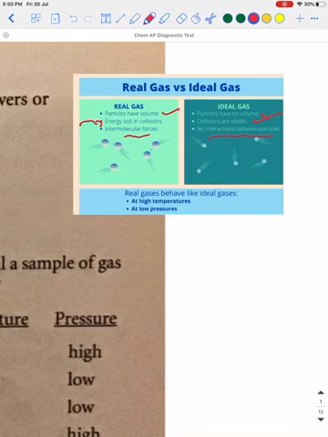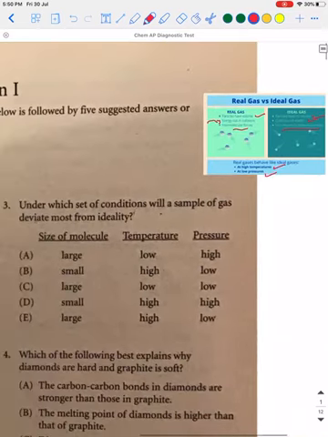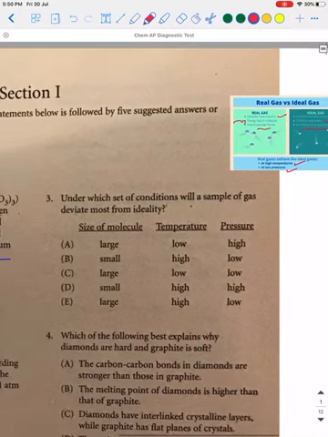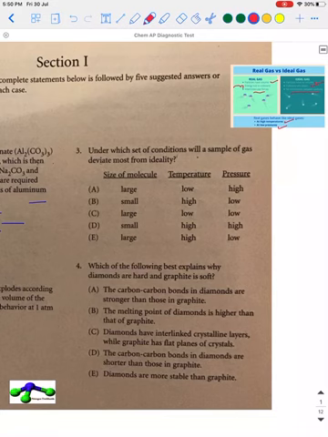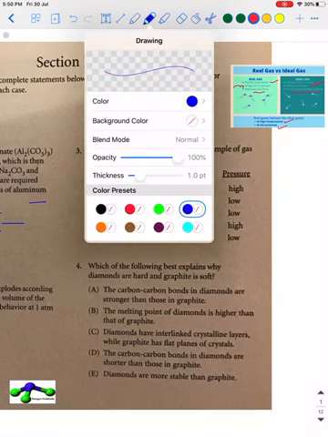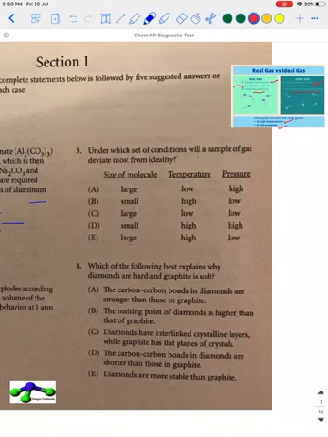When do real gases behave like ideal gases, and why do we use ideal gases in calculation? Because we live at low pressure and high temperature. So when the temperature is high and the pressure is low, we say that real gases behave almost like ideal gases. This concept should be in our mind while solving number 3.